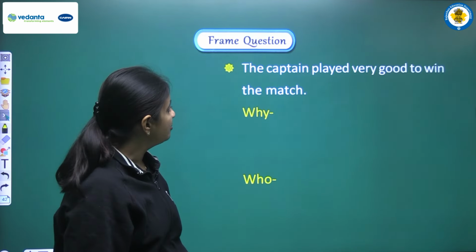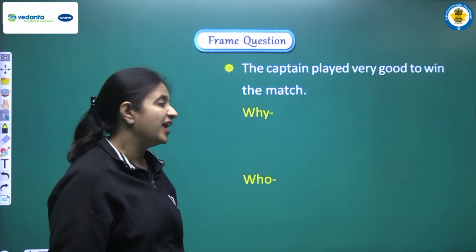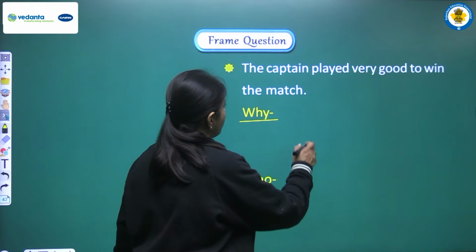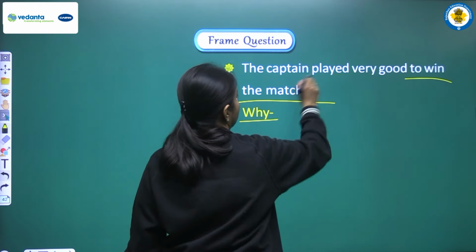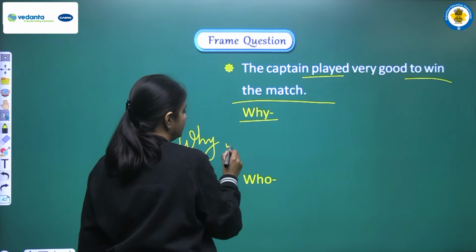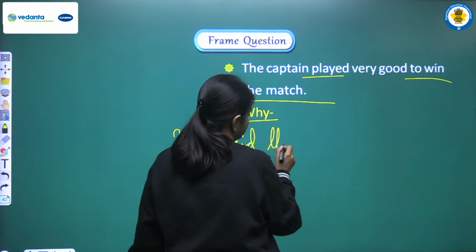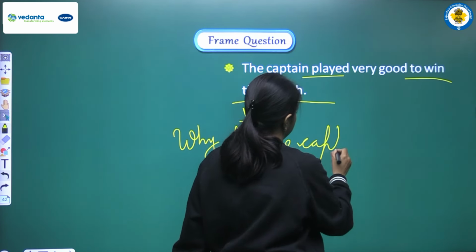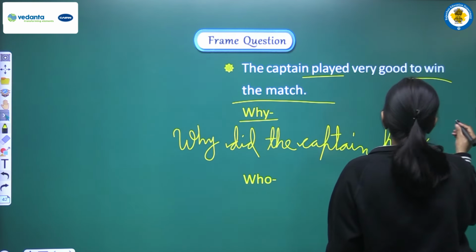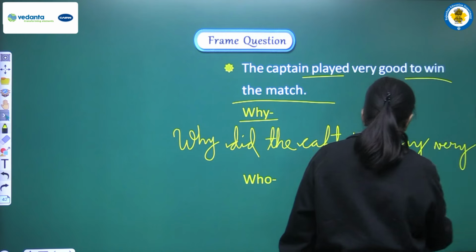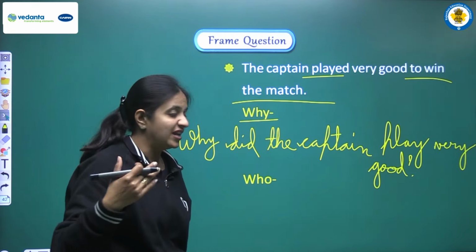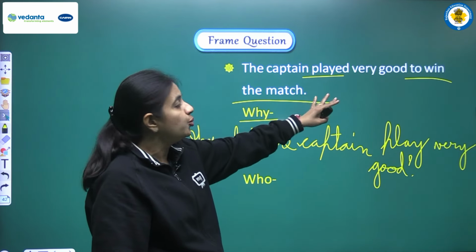Now we are having, the captain played very good to win the match. So we have to make a question using why. So why? What is the answer of why? The answer of why is to win the match, and we are having played, again second form, it means did is hidden here. So we can write, why did the captain, second form is played, first form will be play, very good. So question is, why did the captain play very good? Answer is, he played very good to win the match.